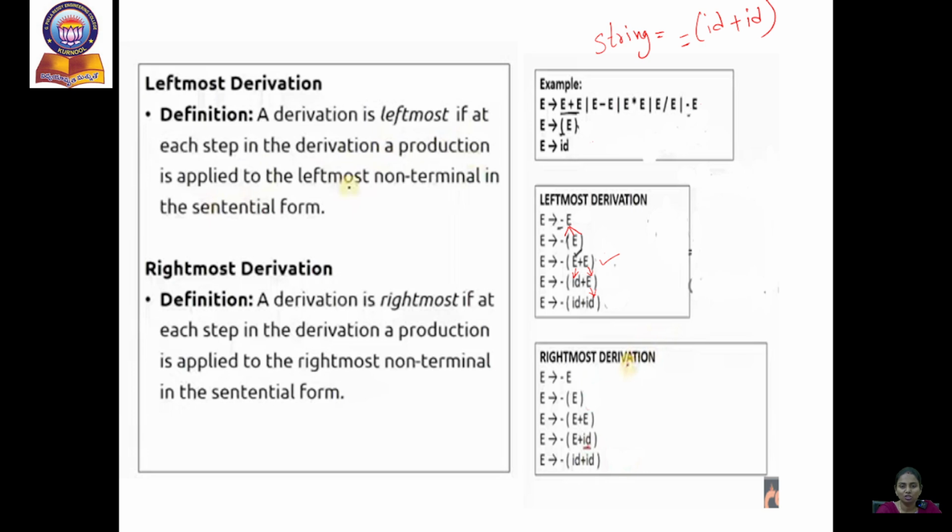The rightmost derivation defines that the production is applied at the rightmost non-terminal in the sentential form. So in step 3, in the leftmost derivation, we applied the production using the leftmost E, but here in the rightmost derivation, we first substitute the one available at the right side. So now this E is replaced with ID, which is available at the right side, and then the left side E will be replaced. Finally, by using either the leftmost or the rightmost derivation, we can derive the necessary string, that is minus of ID plus ID.